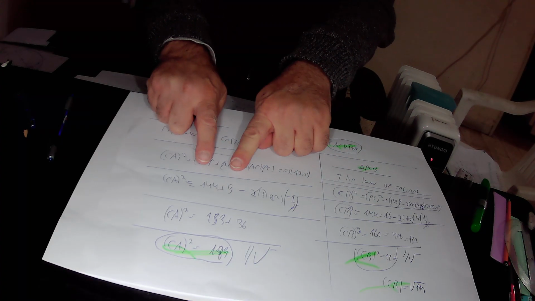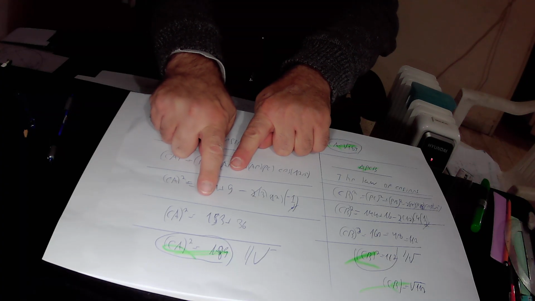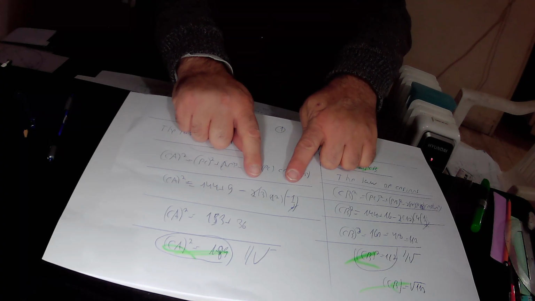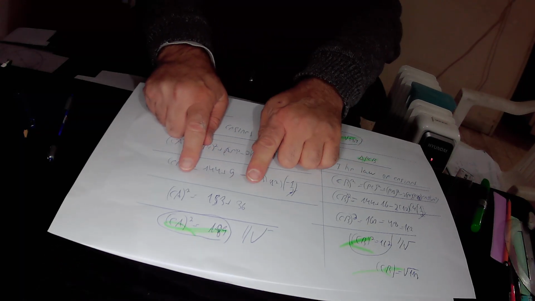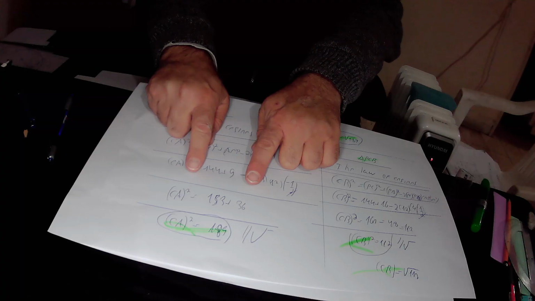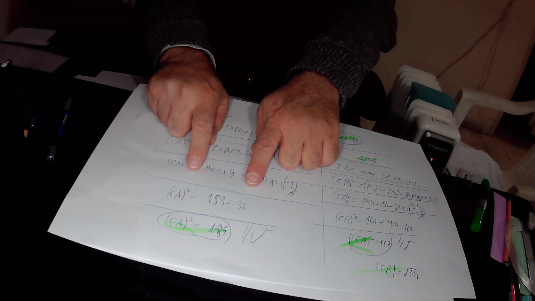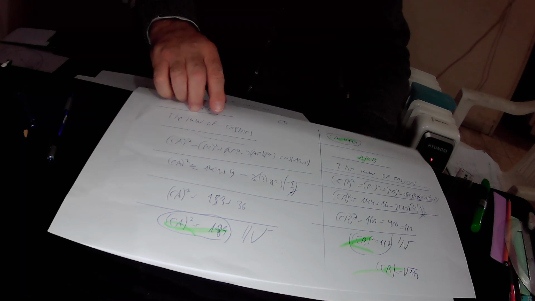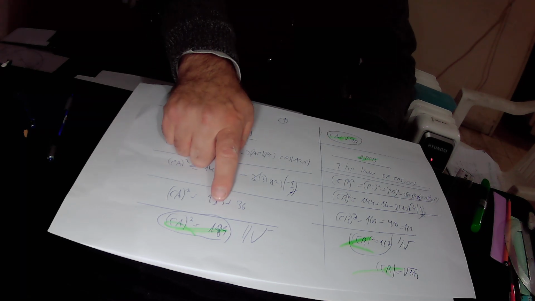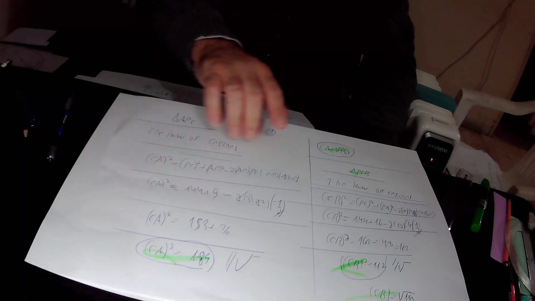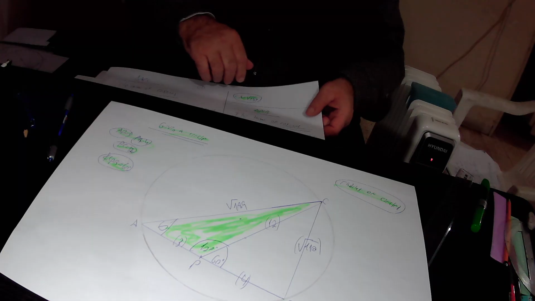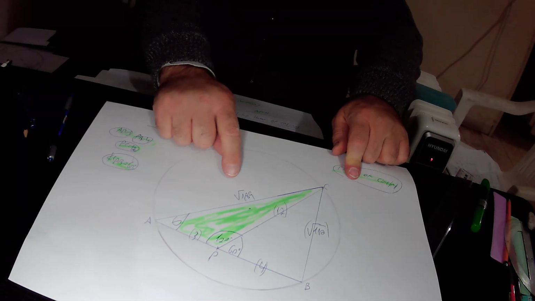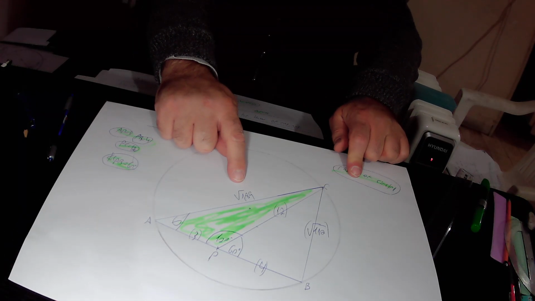So here 144 plus 9 is 153, and 3 times 12 is 36, so it is plus 36. In total, CA squared equals 153 plus 36. 153 plus 36 is 189. So we found that CA squared equals 189. Taking the square root, we find that CA equals the square root of 189 units. This is side CA, equal to the square root of 189 units in length.